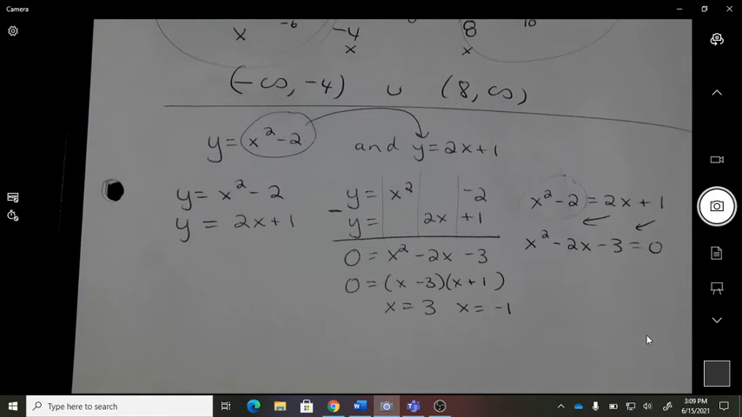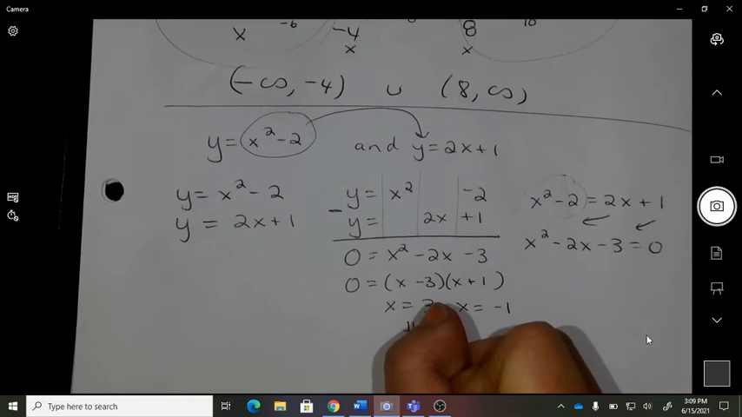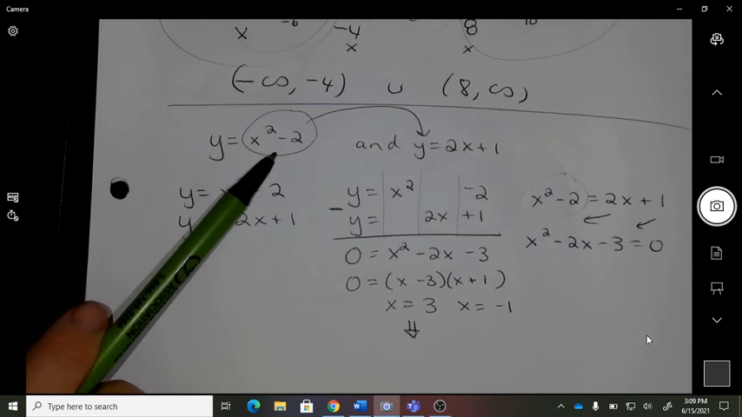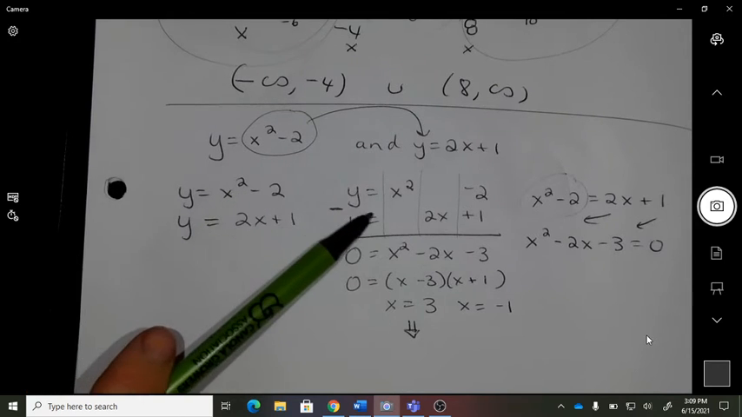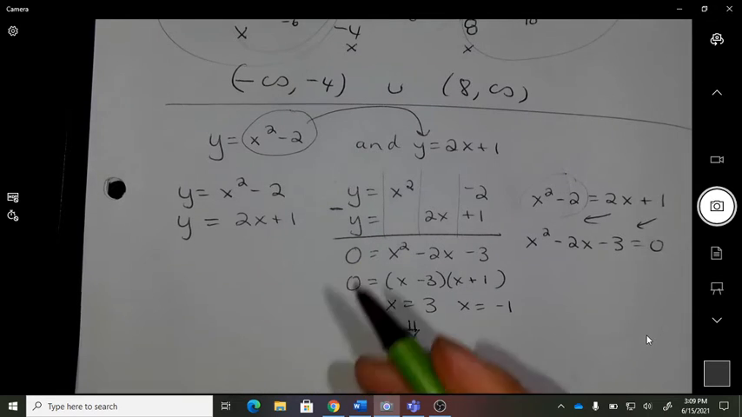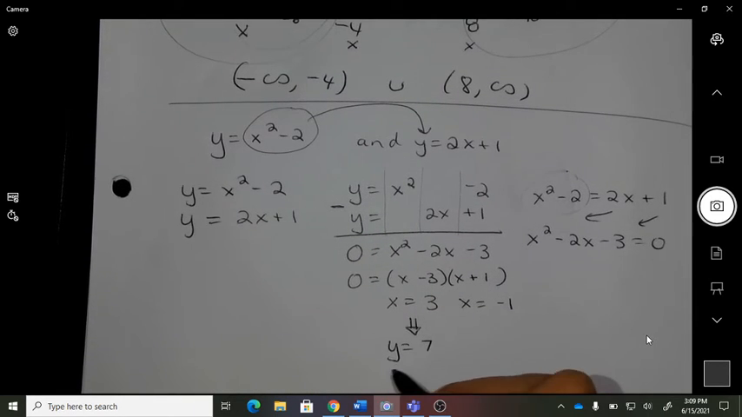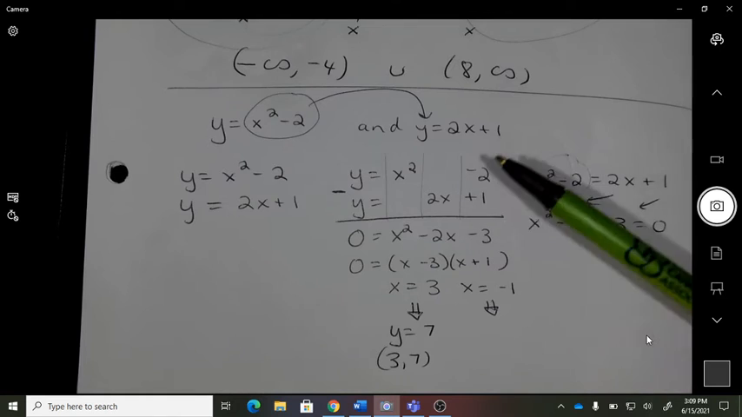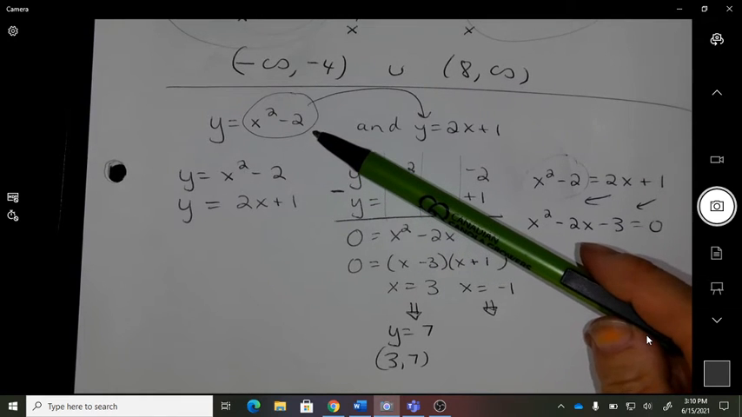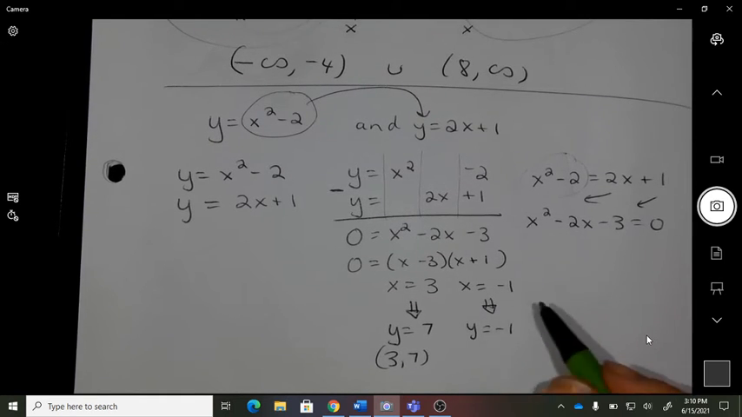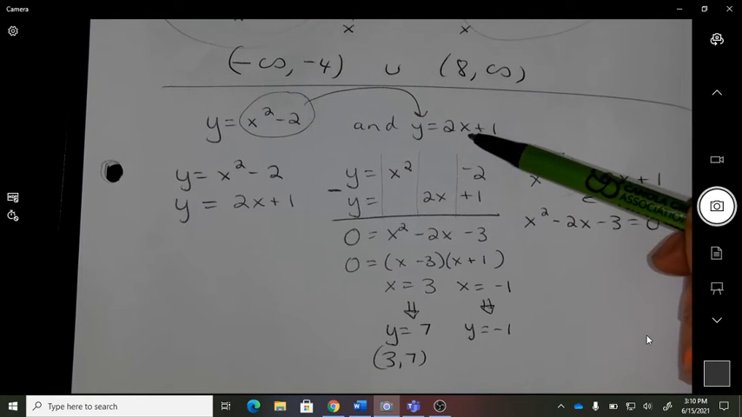Now I have to go in and I say, well, what is y when x equals 3? So it doesn't matter, you could go here. 3 squared is 9, subtract 2 is 7, or 3 times 2 is 6, plus 1 is 7. So this is the coordinate, that's the solution. And when x equals negative 1, okay, so negative 1 squared is 1, subtract 2 is negative 1. And or if you'd plugged it in there, same thing.